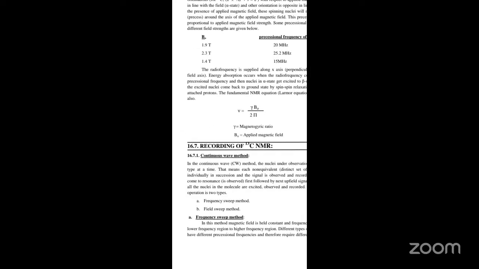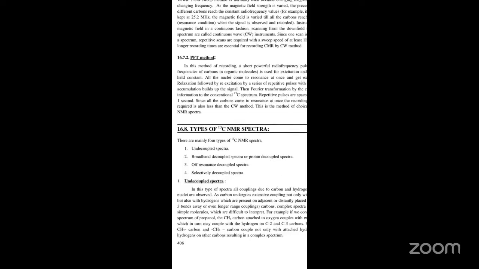And recording of C13 spectra, generally we have various methods to record the C13 spectra. One is the CW method, that is the continuous wave method, and the frequency sweep method here. And types of C13 spectra: we have a variety of C13 spectra like undecoupled spectra, broadband decoupled spectra, we call it BBB spectra, and off resonance decoupled spectra, and selective decoupled spectra.